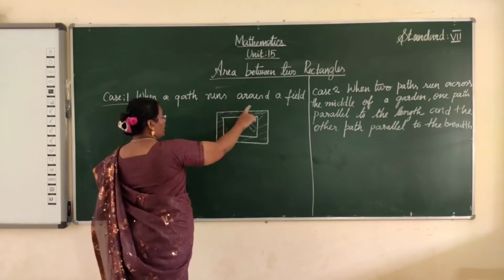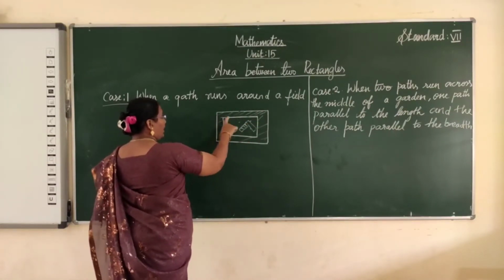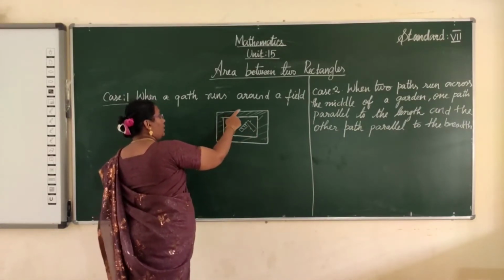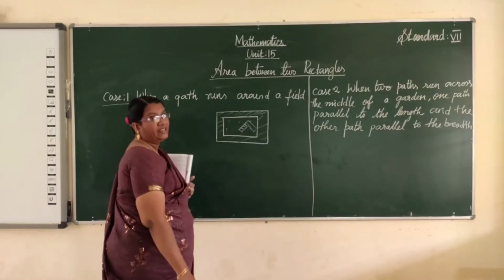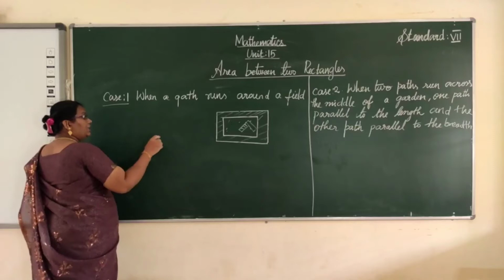spaces. Okay, the rectangular area outer, this is called the outer rectangle and this is called the inner rectangle. So how to find out the area between these two rectangles? Okay, see how to calculate the area of the path.